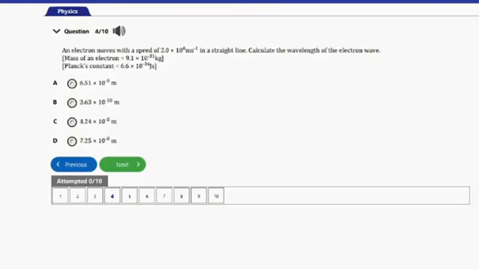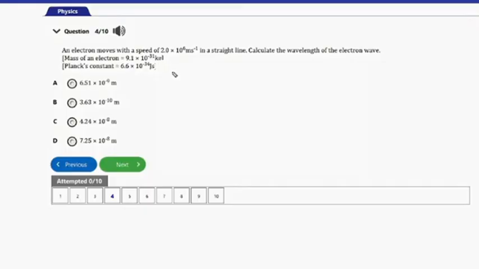The next question we have here is question number 4. It says, an electron moves with a speed of 2.0 times 10 to the power of 6 meters per second in a straight line. Calculate the wavelength of the electron wave.